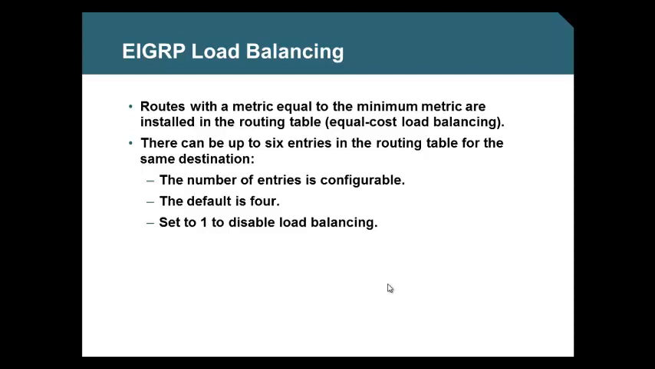When we have the same composite metric for a destination via two or more paths, only then will the load balancing be taken care of by default. You need not do any configuration. Load balancing will happen if the feasible distance is the same for more than one path. Up to 32 paths can be used for load sharing, but by default it is 4.